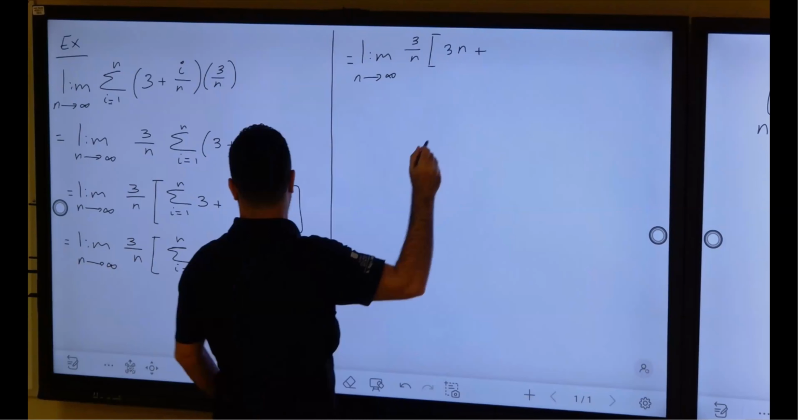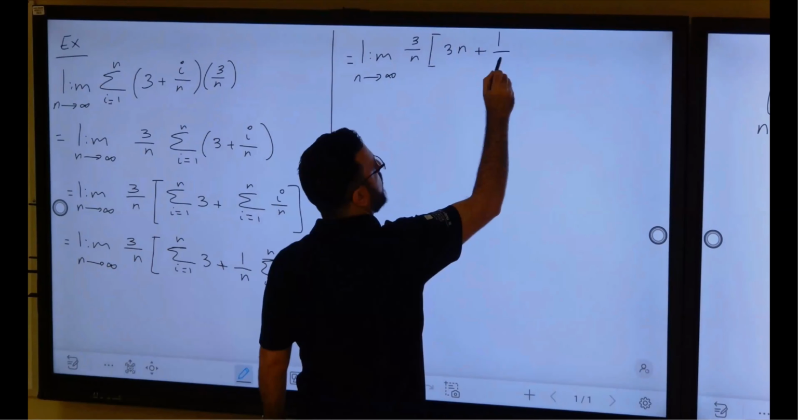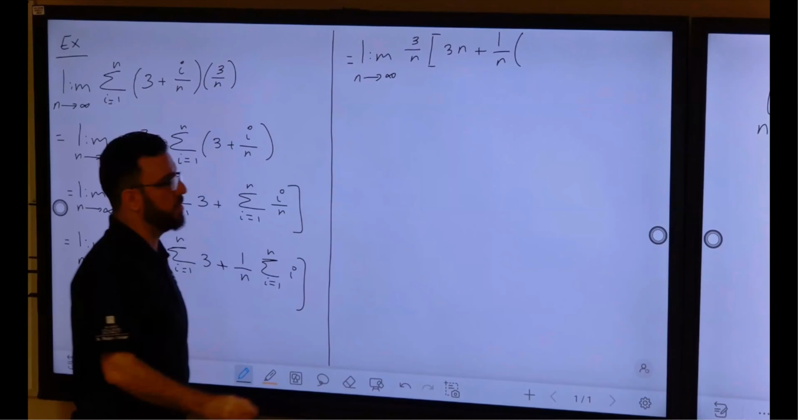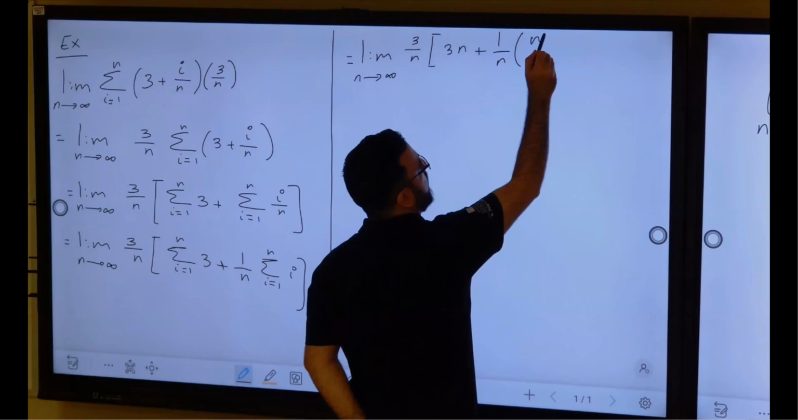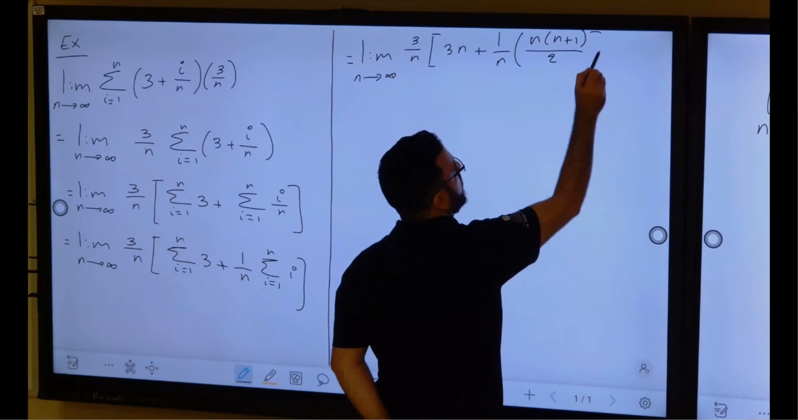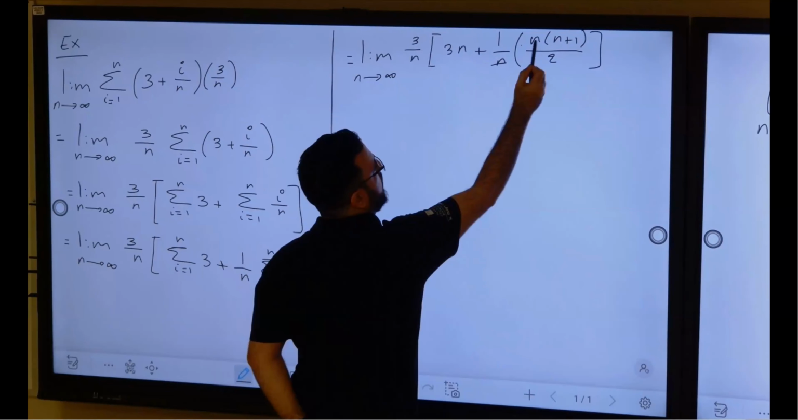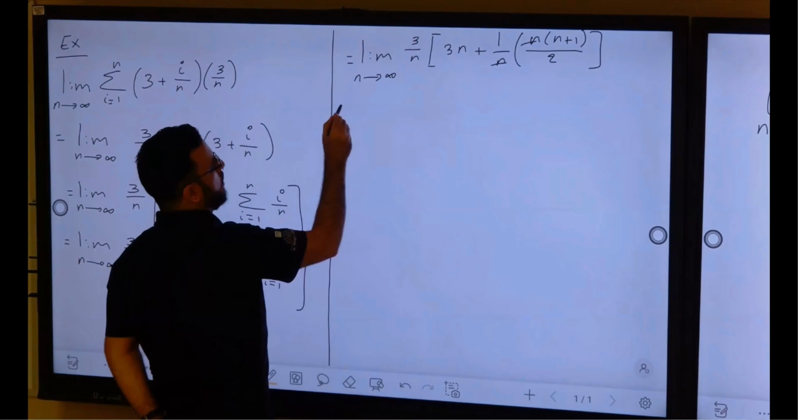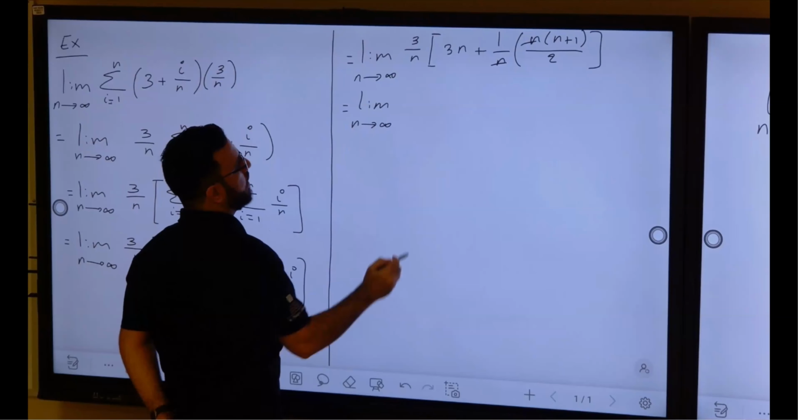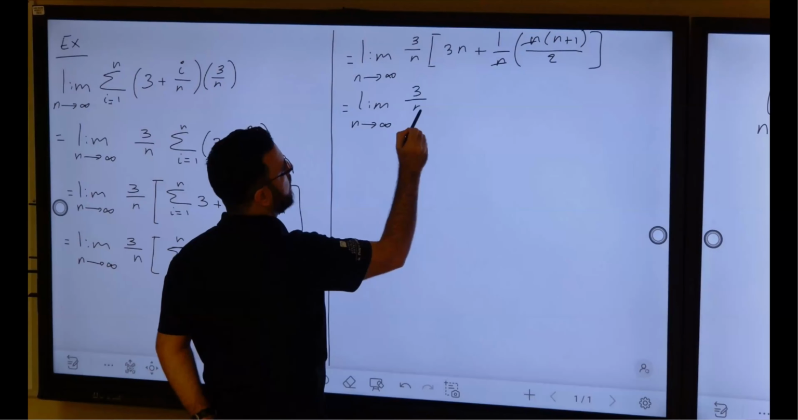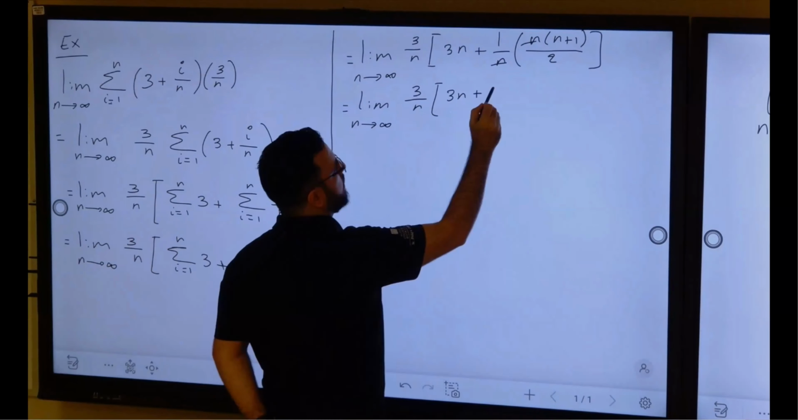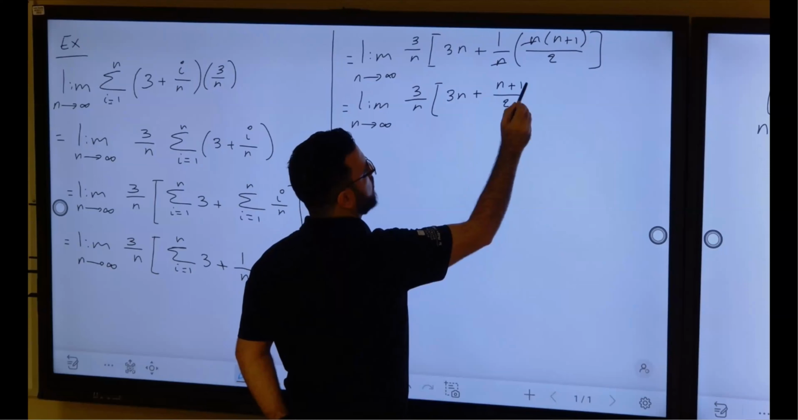Plus, I have 1 over n. And here, the summation from i equals 1 to n of i is going to be what? n plus 1 divided by 2. I can simplify this one with this one. So the limit as n goes to infinity, and here's the 3 over n. What's left here? 3n plus n plus 1 divided by 2.